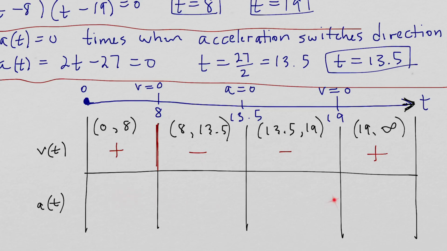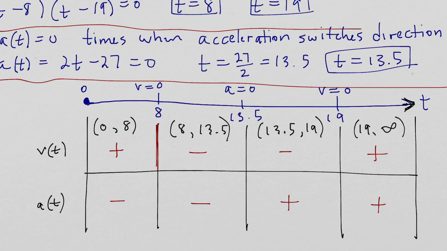Now we're going to figure out the signs for the acceleration, doing it the same way. I'm going to take the numbers that I chose and plug them into the acceleration function. Let's say I plugged in 10. I'm going to find that I get a negative acceleration. Then I plugged in 15, and I got a positive acceleration. And over here, I plugged in 20, and I got a positive acceleration. It doesn't matter which number you choose as long as it's in that interval.